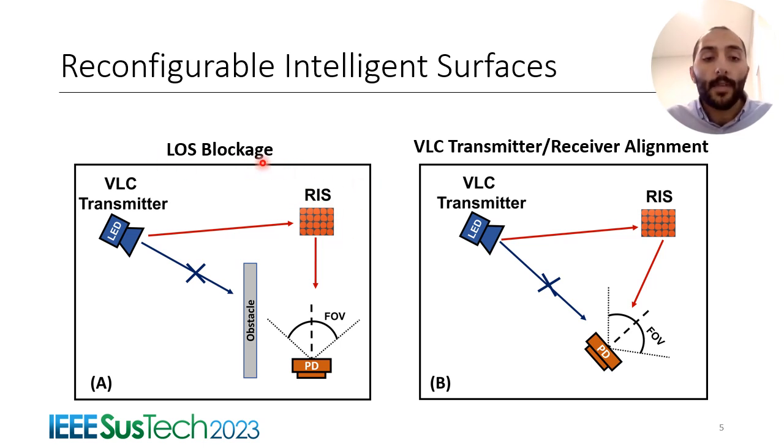Now, starting with the line-of-sight blockage that we just discussed, RISs will create a non-line-of-sight link between the VLC transmitter and VLC receiver in case there is an obstacle between them. The same thing goes with the VLC transmitter-receiver alignment. If the transmitter and receiver are not aligned, these RIS elements will reconfigure or reflect the signals coming from the VLC transmitters to the VLC receivers.